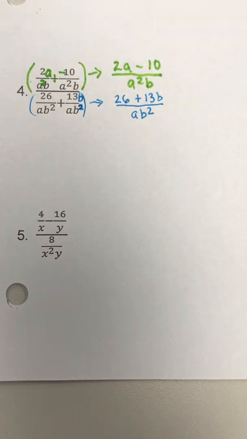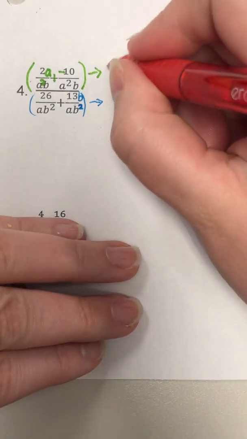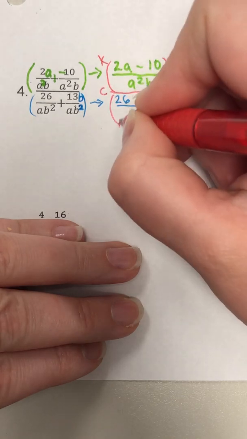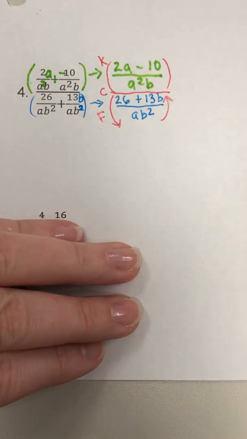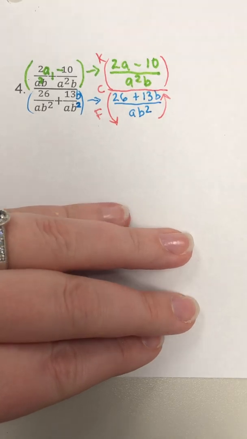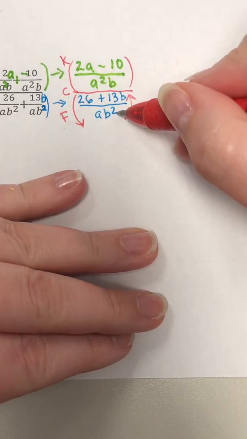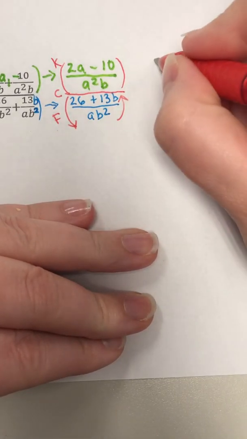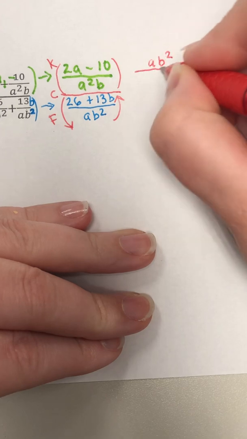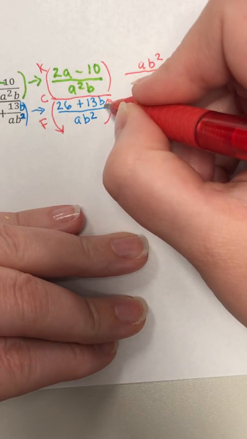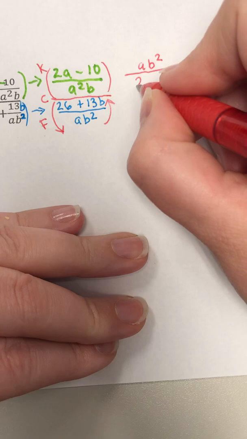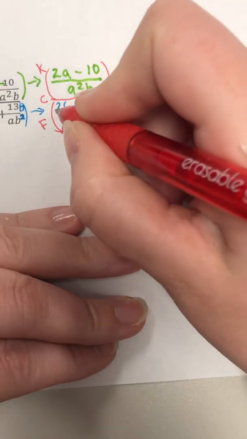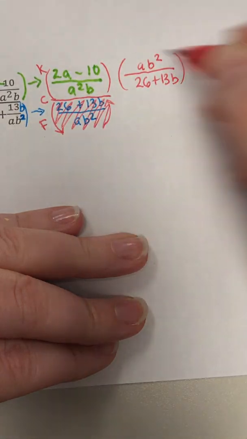Now that these fractions are fully consolidated and put together, we can K, C, F. Like I said, just be lazy. Write your blue fraction flipped beside your green. So ab squared goes to the top. 26 plus 13b goes to the bottom. Cross this denominator fraction out and multiply.